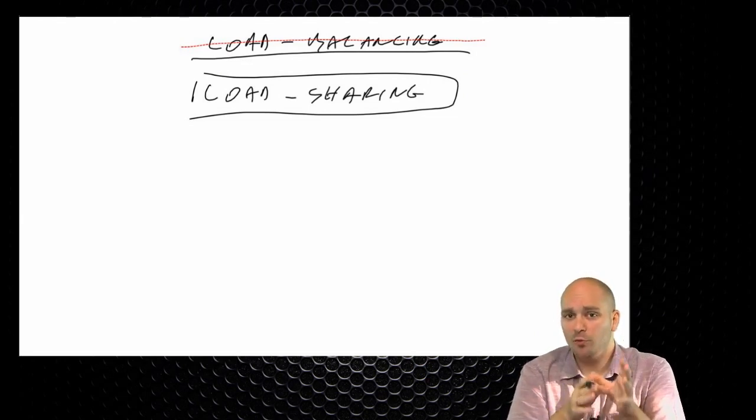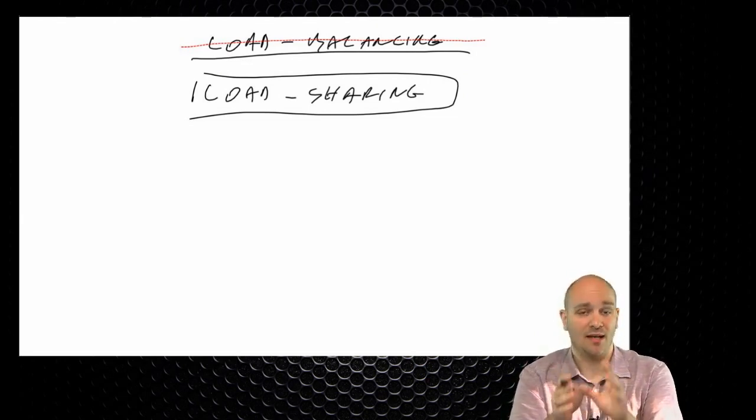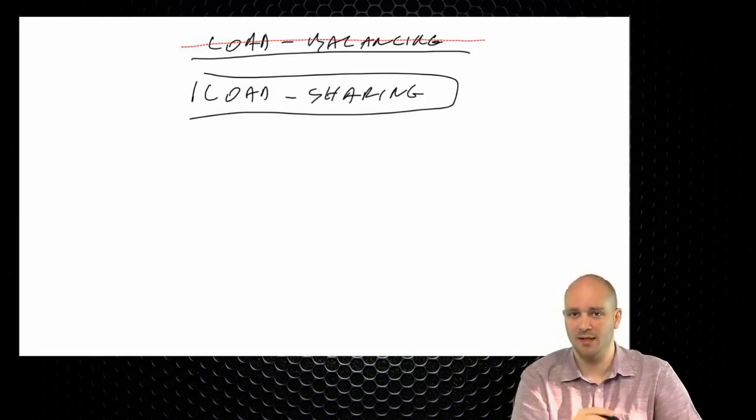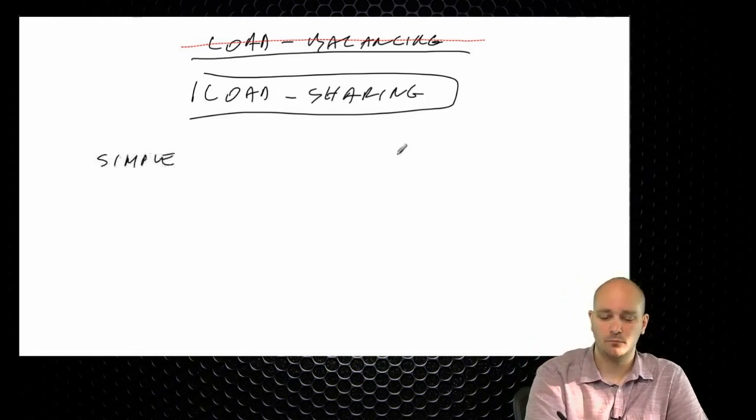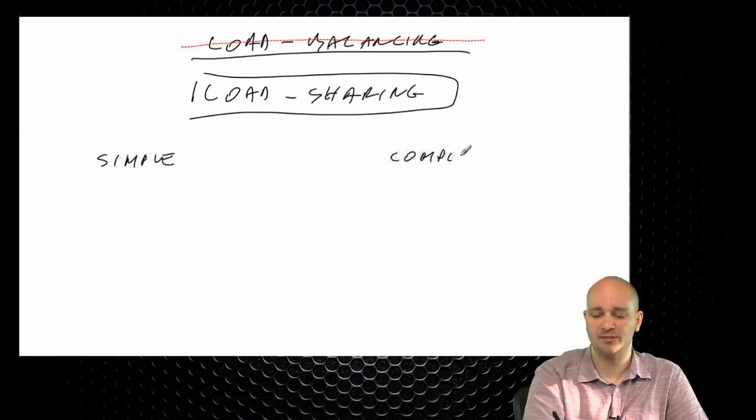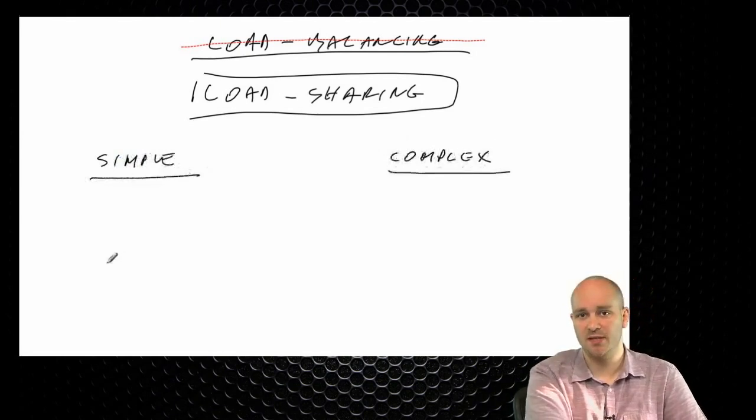Now, how do we identify the same traffic? This is where different load balancing mechanisms or load sharing mechanisms come into play. Now, I like to divide them into two categories. We have simple ones and we have complex ones. The simple ones are using just a single piece of information to provide load balancing.